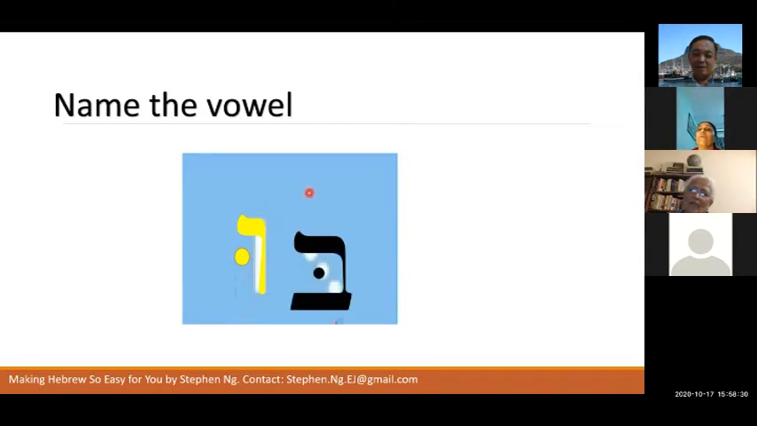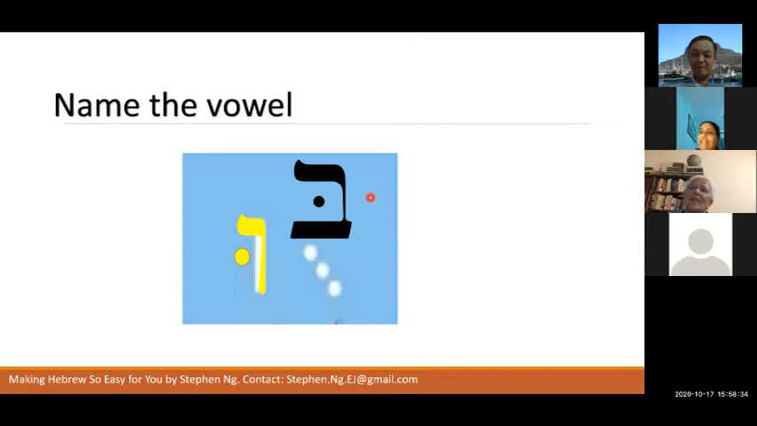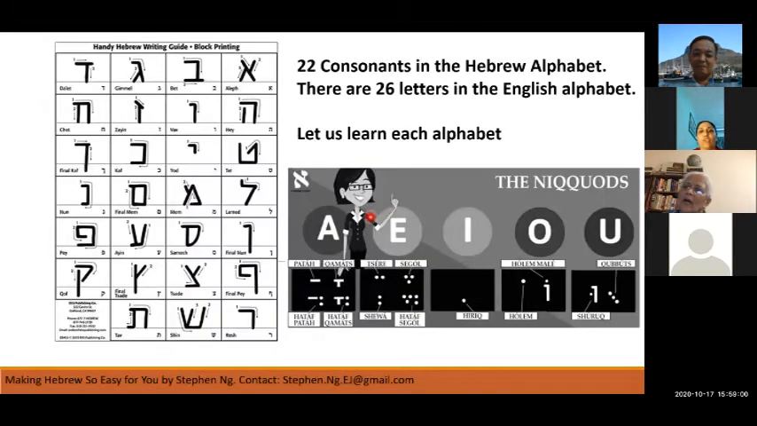And the one that has three dots placed diagonally, what is that called? Kubuts. So now under the letter bet, you have the kubuts vowel. Can somebody pronounce the syllable, the bet with the kubuts vowel? Bu. Excellent. Very good. Bu, because it's a shorter U vowel.